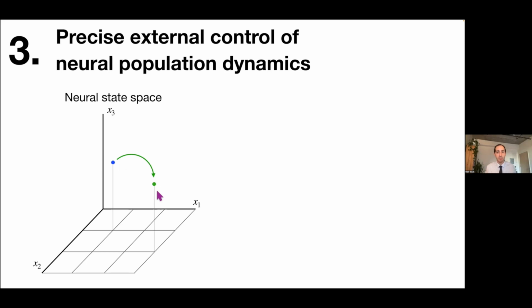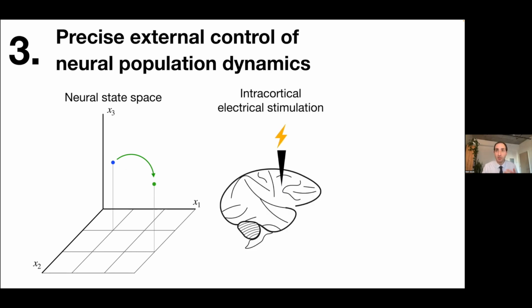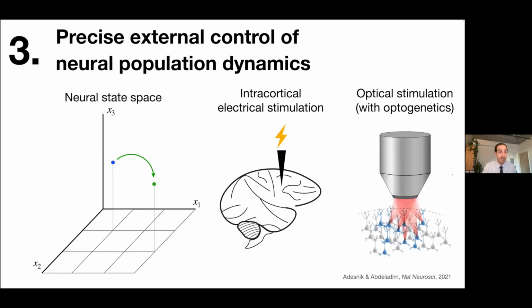So most of the talk has been about what we can read out from the brain, but here the idea is to precisely write into the brain. There are many technologies for perturbing activity of neural populations, including electrical stimulation and optical stimulation with optogenetics.